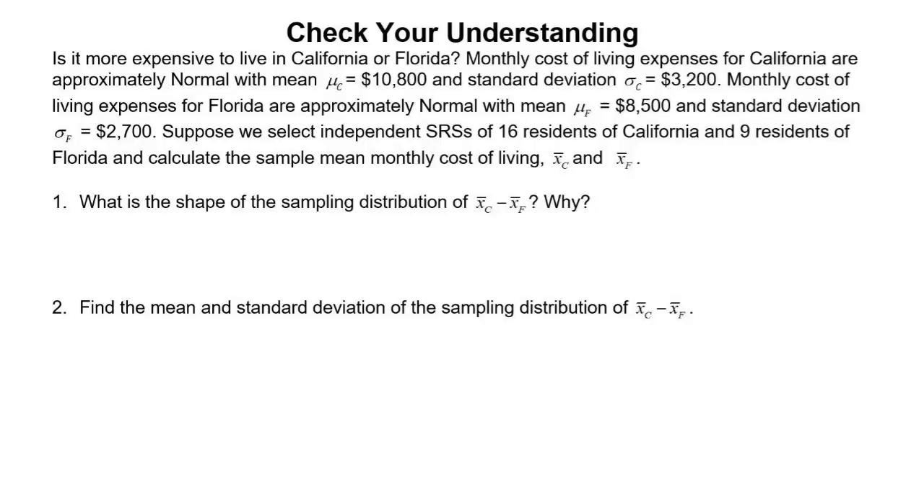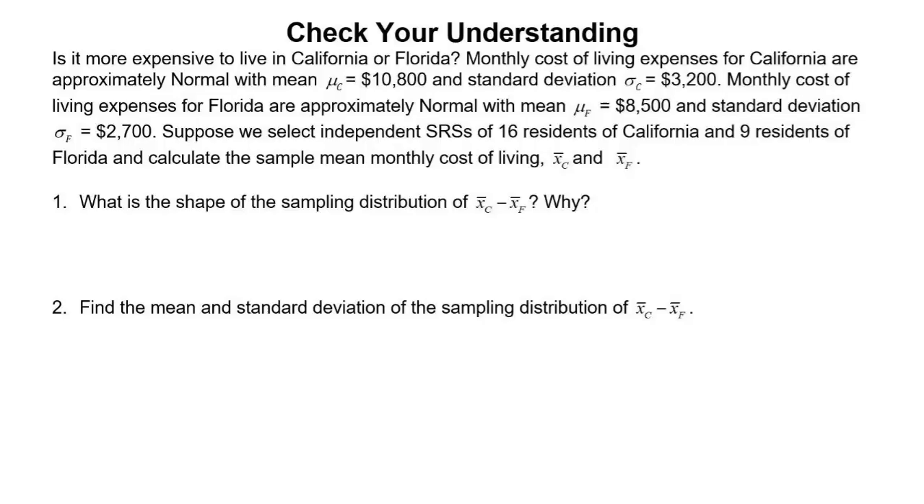Is it more expensive to live in California or Florida? Monthly cost of living expenses for California are approximately normal, with a mean for California of $10,800 and a standard deviation of $3,200. Monthly cost of living expenses for Florida are approximately normal, with a mean for Florida of $8,500 and a standard deviation for Florida of $2,700.